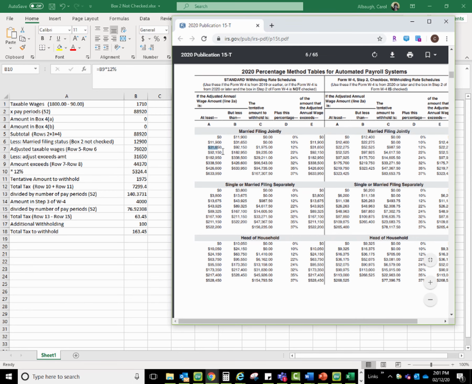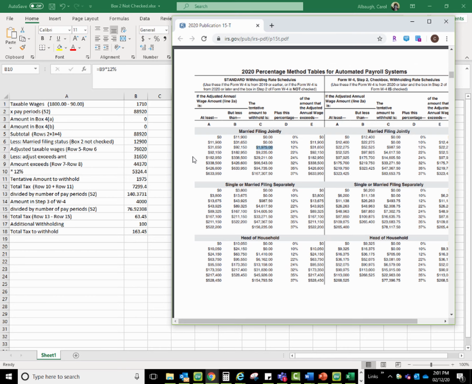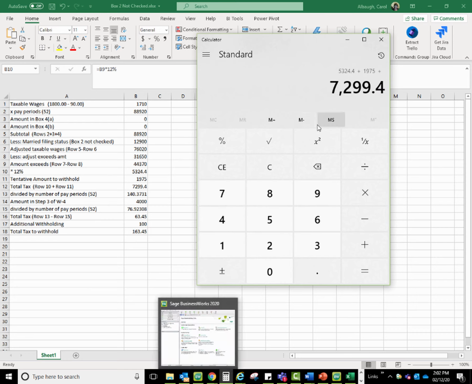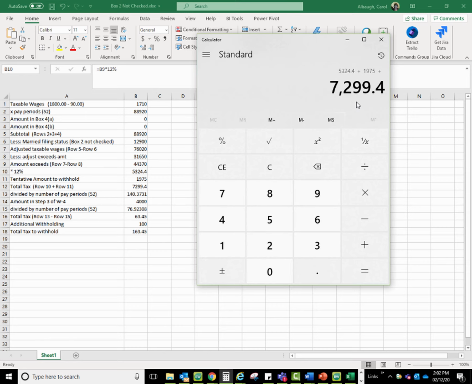Looking back on our tax table, we then have to add $1,975, which is the tentative amount that we need to withhold. To the $5,324.40, we need to add the $1,975. That means the tax is $7,299.40. We then have to divide that by the number of pay periods in the year, which is 52. So we divide that amount by 52 to get 140.373.